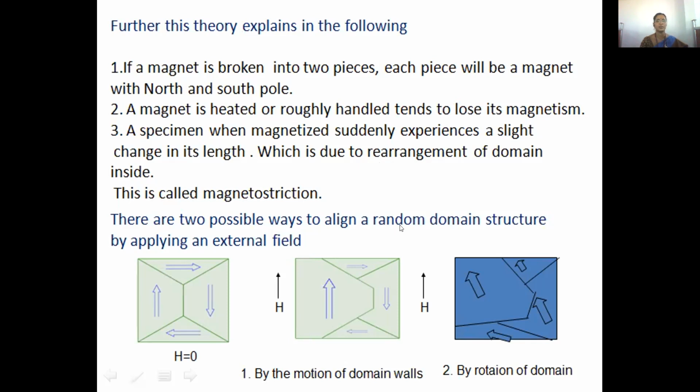There are two possible ways to align a random domain structure by applying an external field. One is by the motion of domain walls. Another is by the rotation of domains. Here the domain itself is rotating in the field direction, whereas here the domain walls are moving. The domain which is in the field direction will increase in area with the applied field. The other domains, which are in other directions, will decrease in area by the moving of domain walls.